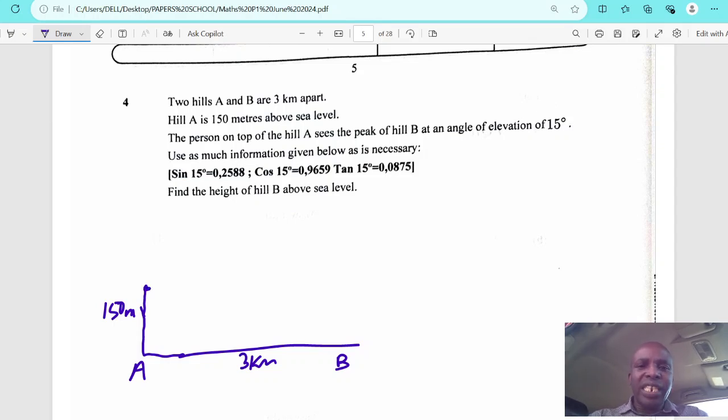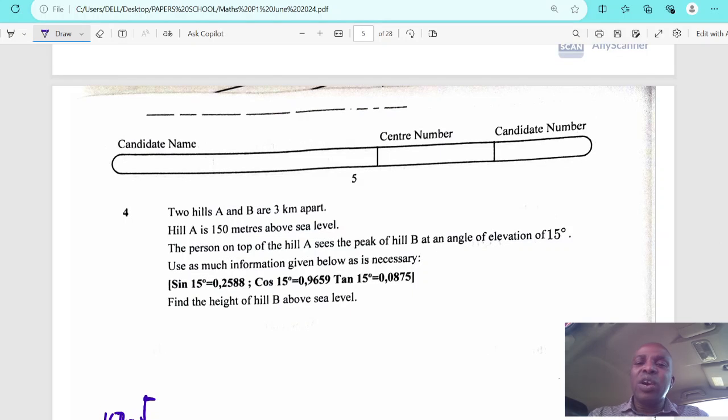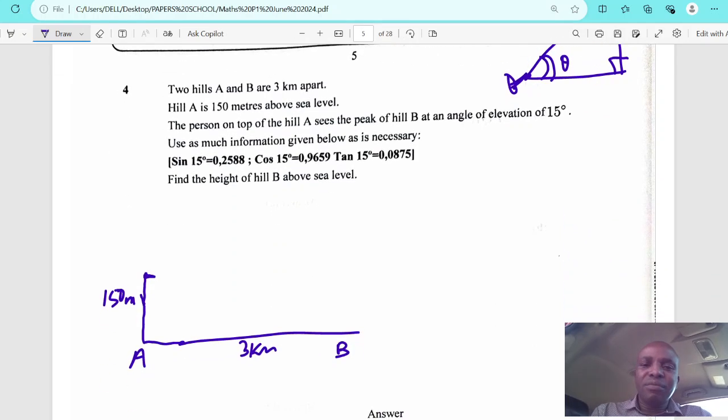Right? Then they said the person on top of hill A sees the peak of hill B at an angle of elevation of 15 degrees. Angle of elevation is the angle that is made with the horizontal. Like this one is my horizontal, I am looking at something up there. The angle that I make with the horizontal, that's the angle of elevation, theta.